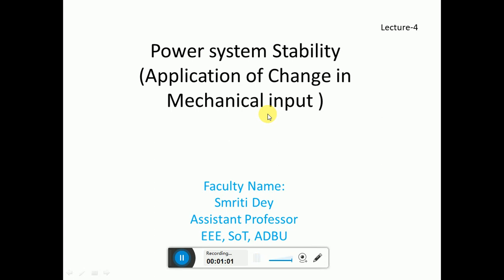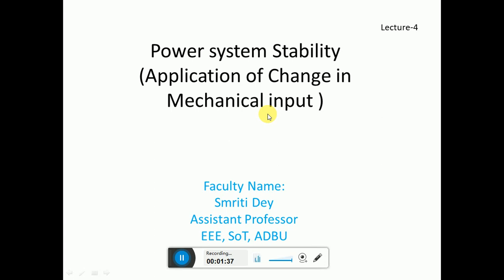At that time, if the mechanical input power is constant, there will be an imbalance between mechanical and electrical power, and due to that the machine performance will be different. Similarly, if we increase the mechanical input power suddenly, similar things happen. Due to the imbalance between mechanical and electrical power, the machine will accelerate and decelerate.